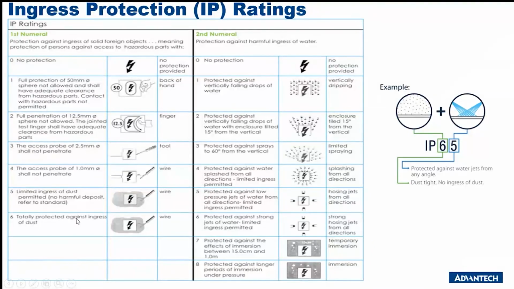For example, IP65 means the 6 protects from dust. Then 5 is the pressure jet of water from all directions. You can see, or 66 means protection from dust, and 6 protects against strong jets of water, and limited ingress is permitted. So this is just to show you the table.